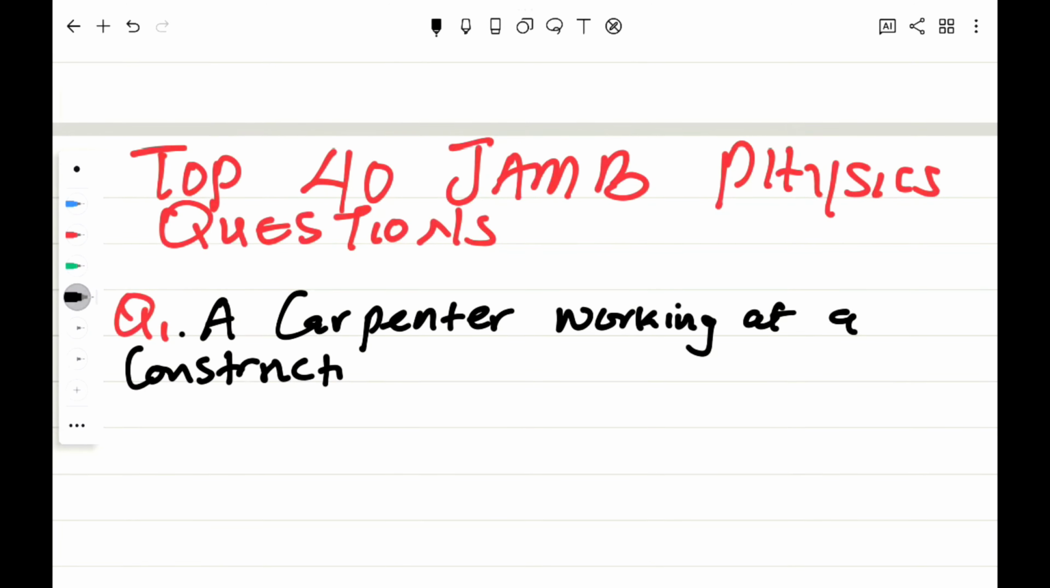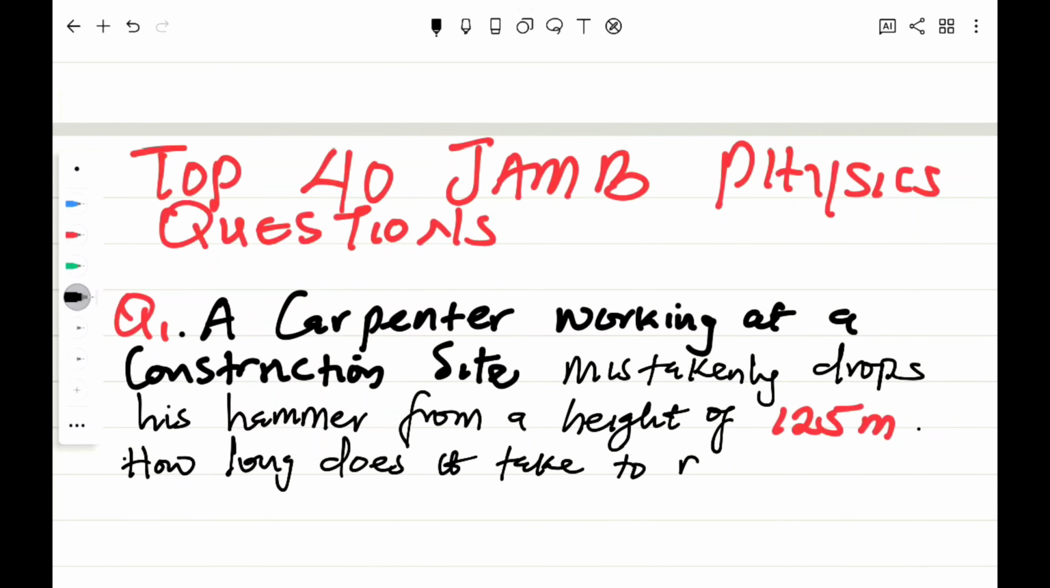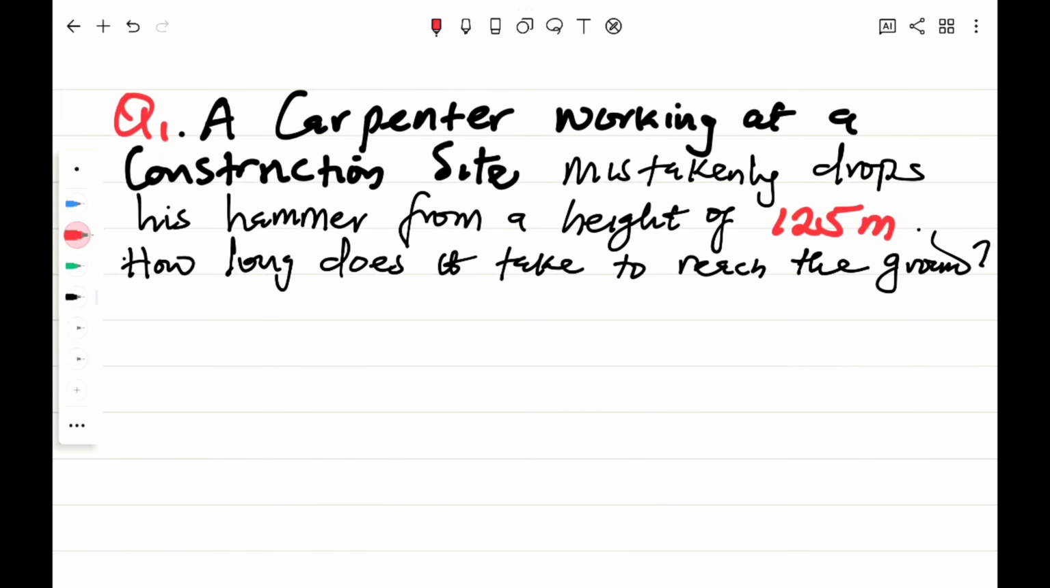Question 1. A carpenter working at a construction site mistakenly drops his hammer from a height of 125 meters. How long does it take to reach the ground? This question is under motion. Are you here? Expect questions on motion. Now, the procedures are all the same. So with the triune method on how to solve this, you are going to extract the triune data, the 3 parameters given. So let's observe them from this question.